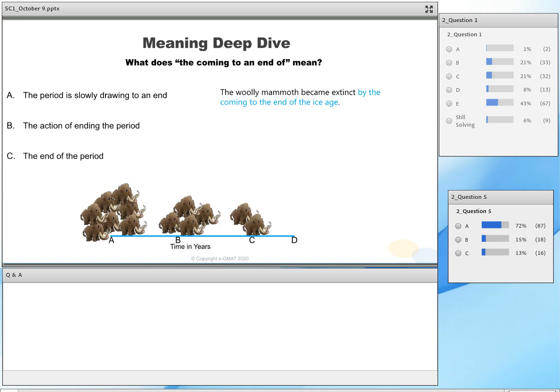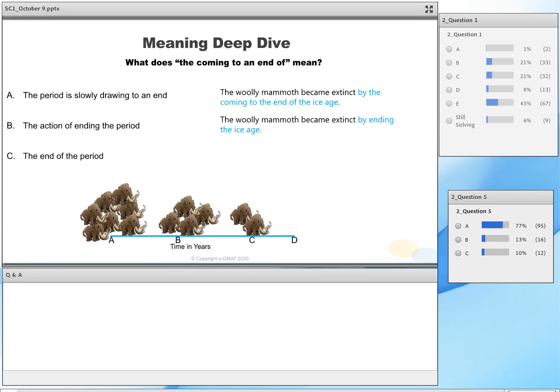If we were to take an example over here, let's see what we are saying. The woolly mammoth became extinct by the coming to the end of the ice age. So this ice age has been put into a timeline with different periods marked as A, B, C, and D. It's not that the woolly mammoth became extinct in one go. Slowly, the ice age came to an end from point A to B to C to D. And in all these points, we saw that the number of woolly mammoths kept decreasing. By the time the ice age ended, there were no woolly mammoths left, right? So that's the meaning of the coming to an end of a period: a period that is ending gradually.